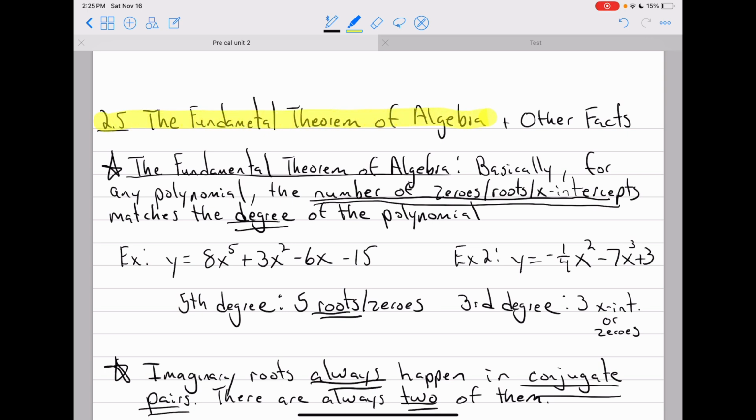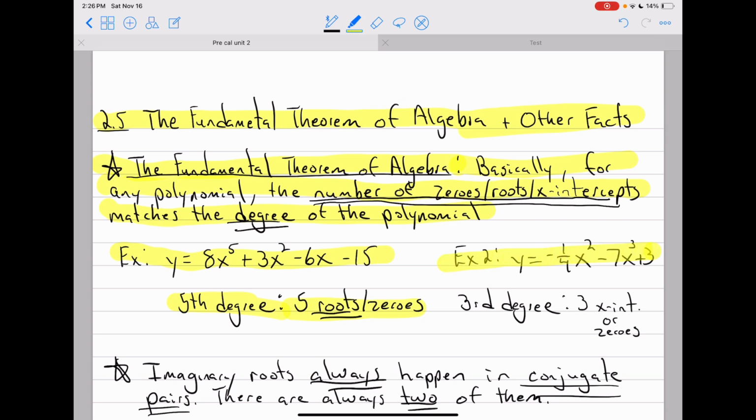2.5, the fundamental theorem of algebra, and a couple other facts. All right, so first up, the fundamental theorem of algebra says, basically, for any polynomial, the number of zeros / roots / x-intercepts, remember those all mean the same thing, matches the degree of the polynomial. For example, if I have y equals 8x to the 5th plus 3x squared minus 6x minus 15, this is a 5th degree polynomial, which means it's going to have 5 zeros, 5 roots, 5 x-intercepts.